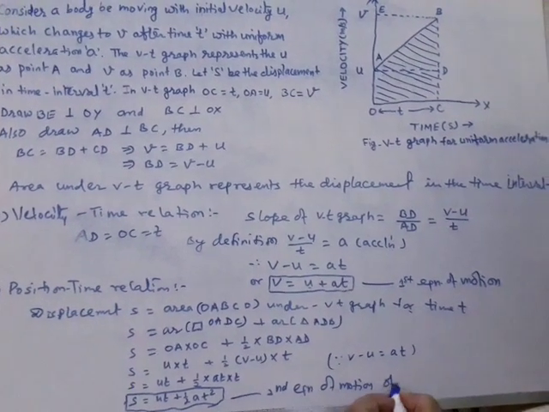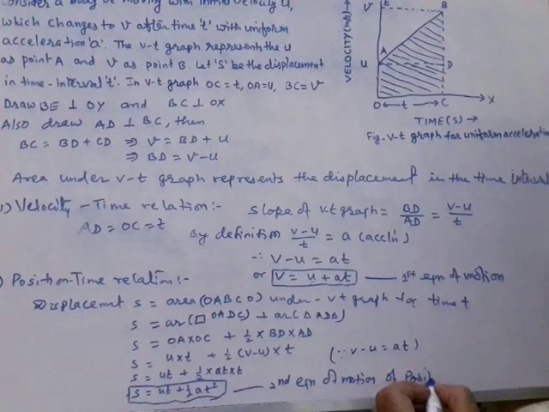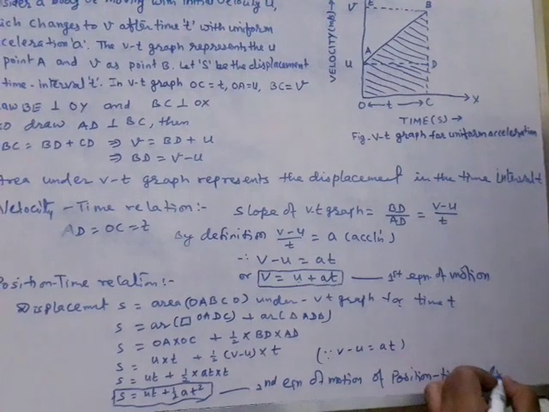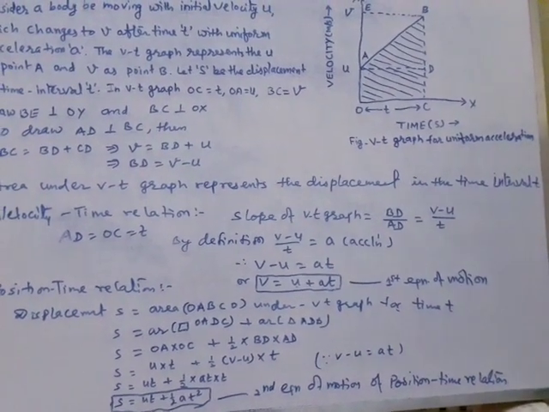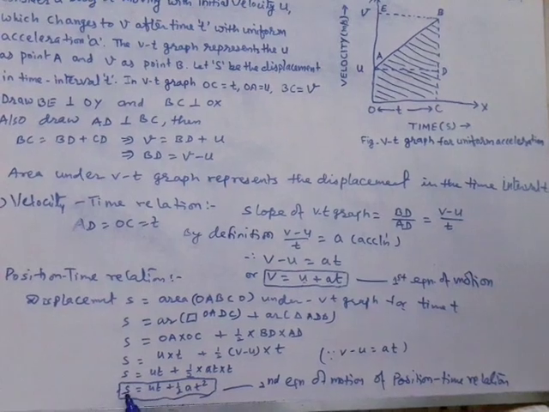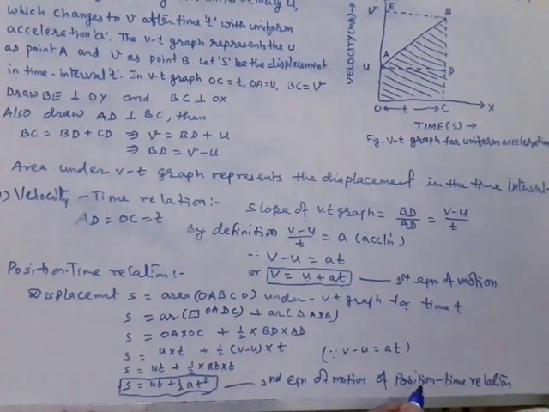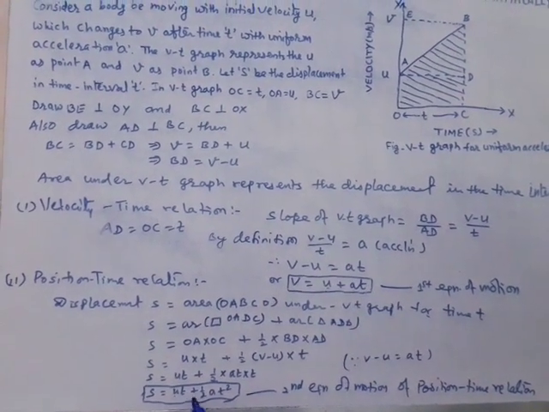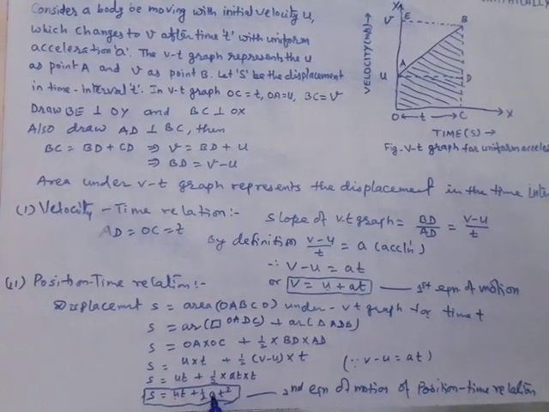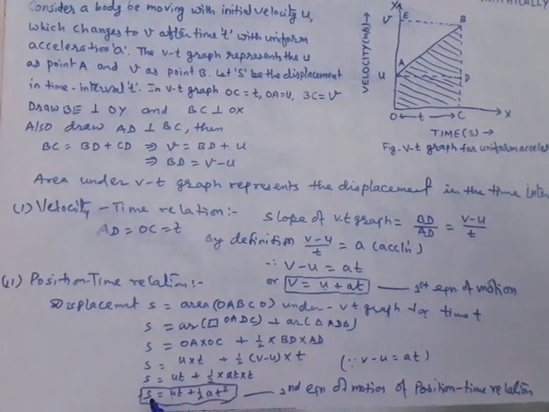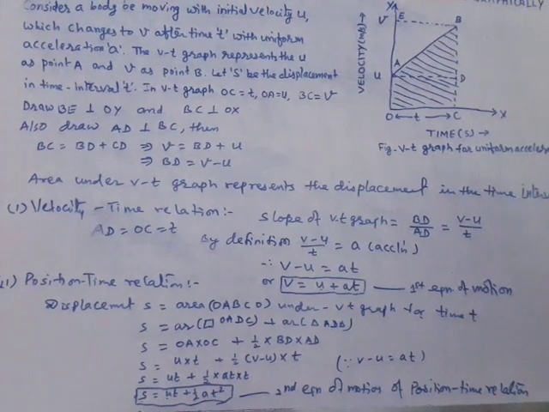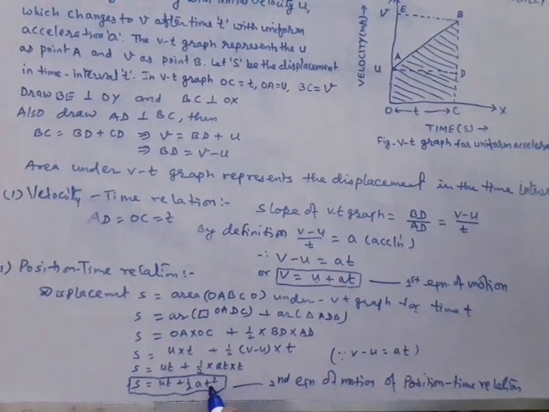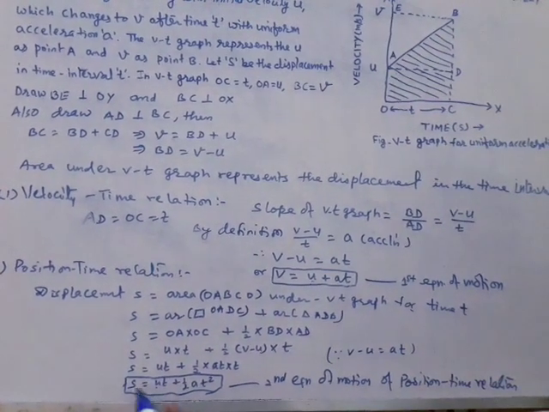So we have the second equation of motion as S is equal to UT plus half AT square. Why do we say that this is a position time relation? Because, my dear student, U is constant because it is the initial velocity, and A is uniform acceleration, so its value is also constant. Now the displacement of the body is a function of time because its value depends on the amount of the time interval. Hence this relation is known as the position time relation.